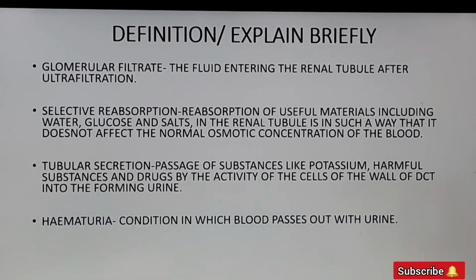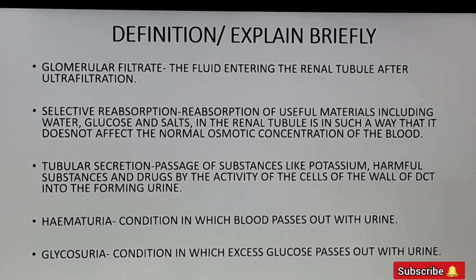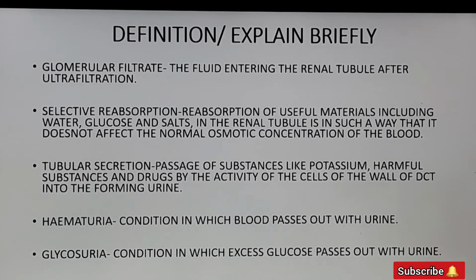Hematuria: condition in which blood passes out with urine. Glycosuria: condition in which excess glucose passes out with urine. Can be asked for a difference also, okay? Hematuria and glycosuria. Then urine: the filtrate left after selective reabsorption and tubular secretion is called urine.